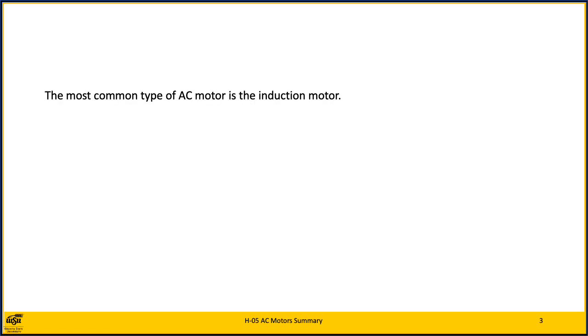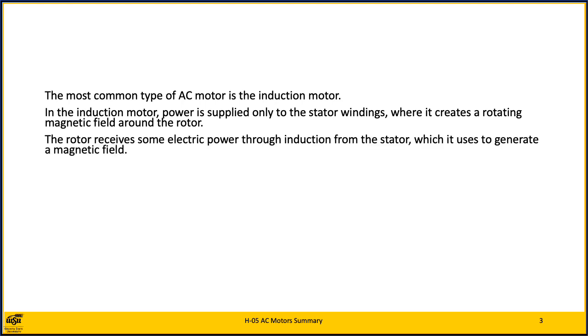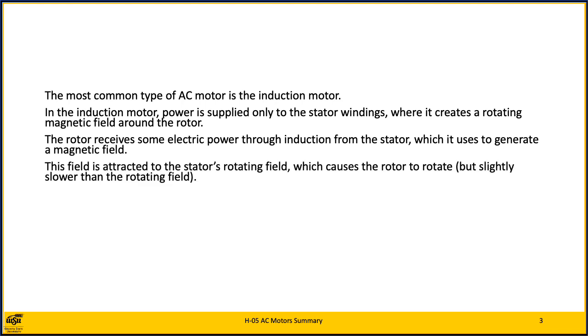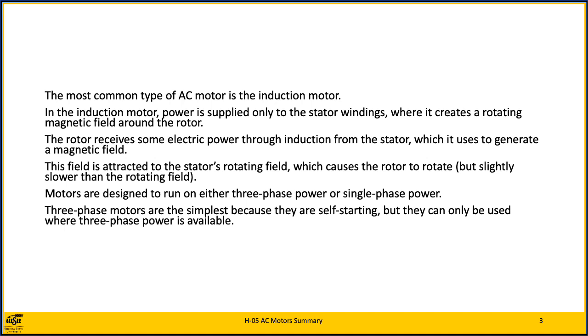The most common type of AC motor is the induction motor. In the induction motor, power is supplied only to the stator windings, where it creates a rotating magnetic field around the rotor. The rotor receives some electric power through induction from the stator, which it uses to generate a magnetic field. This field is attracted to the stator's rotating field, which causes the rotor to rotate, but slightly slower than the rotating field. Motors are designed to run on either three-phase power or single-phase power.